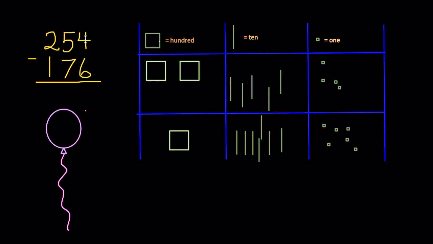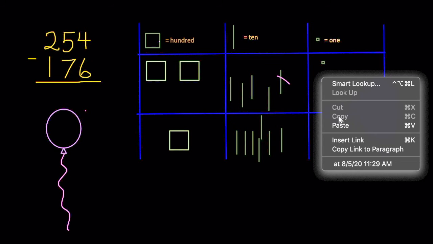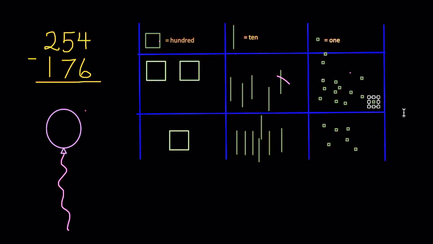Since there's 4 ones and 6 ones down here, you can't take away 6 from 4. So what we're going to do is cross out a 10. We have to go back to the neighbor and borrow some, like this. Since this is equal to 10, we can put in 10 more boxes. And now that we've done that, we have 14 ones instead of 4. We can take 6 away from 14, but we'll do that next.